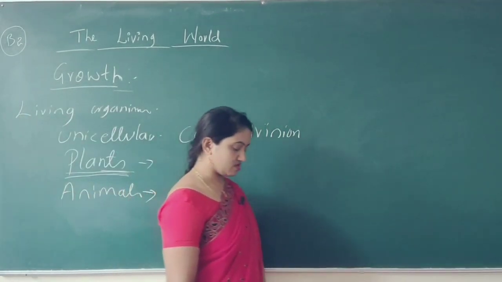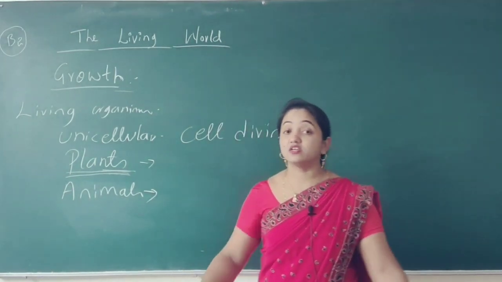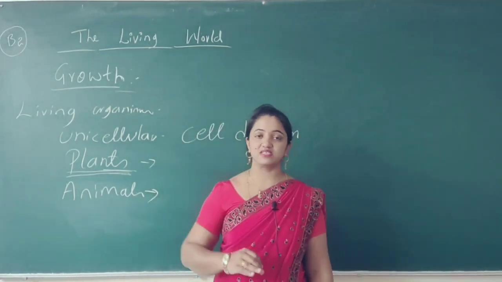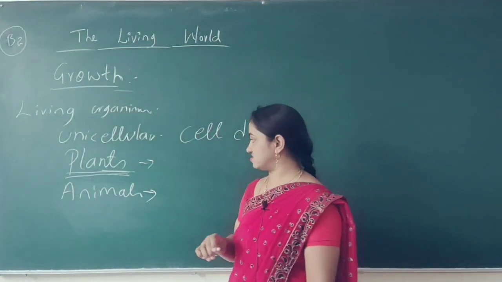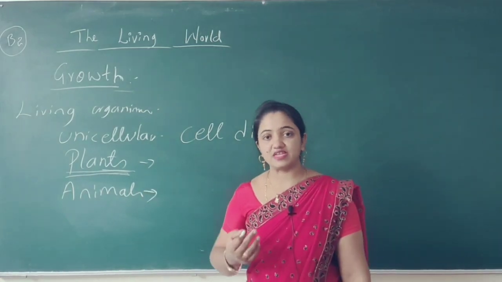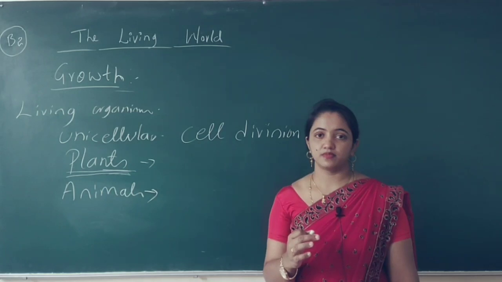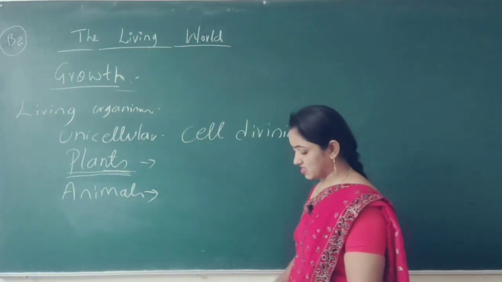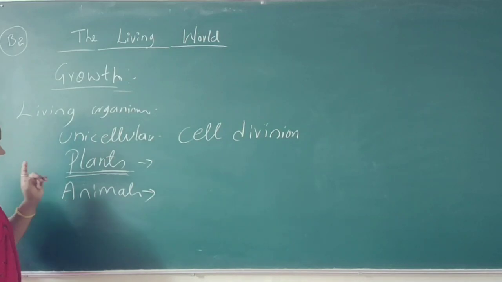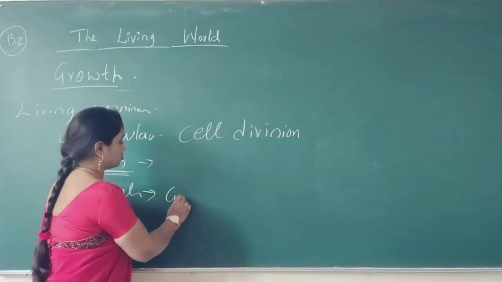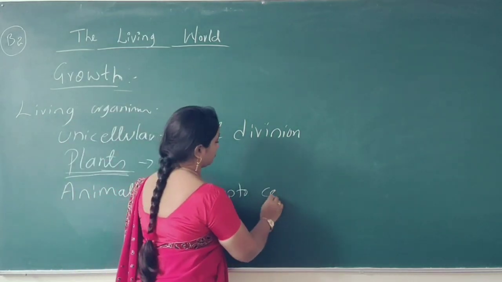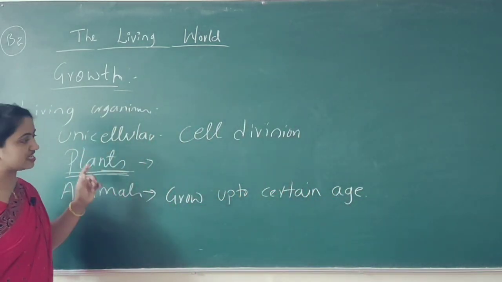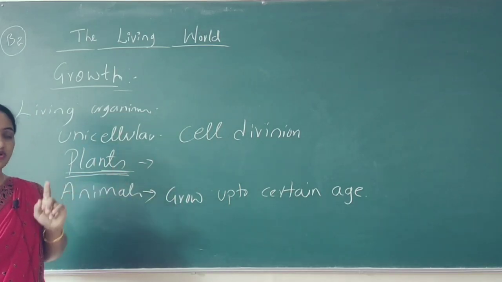Will they grow? Until 18 years, animals like human beings grow height-wise, up to 18 or 21 years of age. After 18 or 21 years, they stop growing. Stop growing means they may become fat, but they won't increase their length or height. So we can say animals grow up to a certain age. Up to a certain age they will grow, and after that they stop growing.